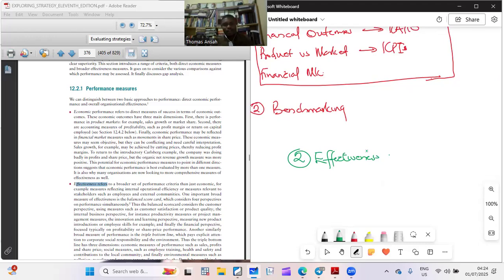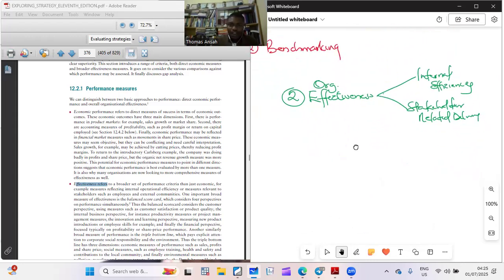So that is that. How effectively are they performing? So the organizational effectiveness, we can assess our effectiveness, internal efficiency, and also the stakeholder related delivery. How efficient are we in the eyes of our stakeholders?